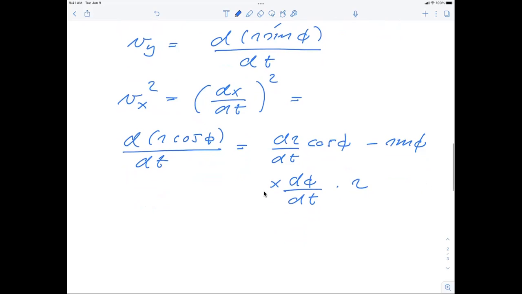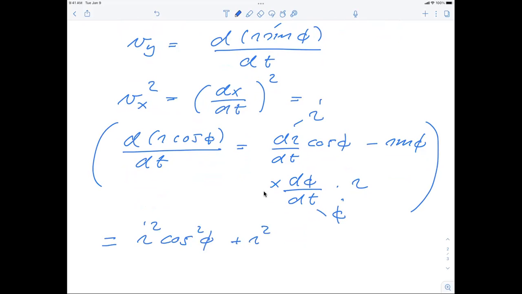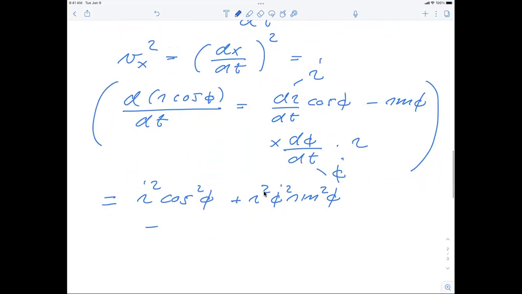So if we put this in parentheses, and I just replace this with r dot and this with phi dot, then when I square it, I simply get r dot squared cosine phi squared. I get a plus r squared phi dot squared sine phi squared, and then a minus 2 times r r dot phi dot times cosine phi times sine phi.